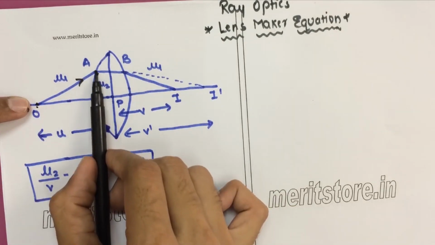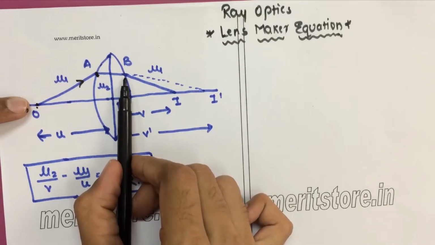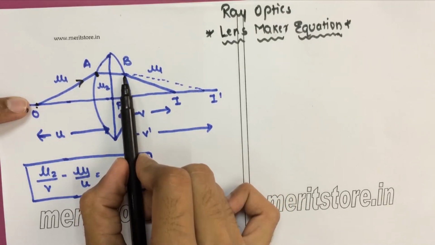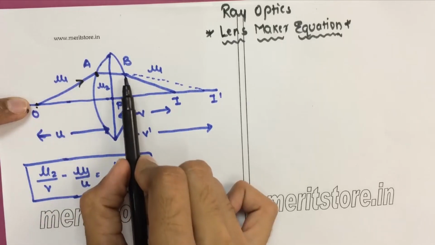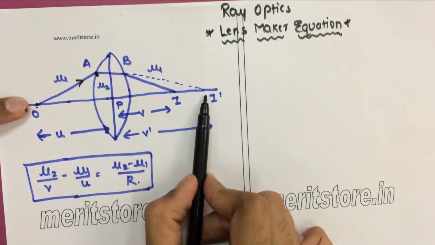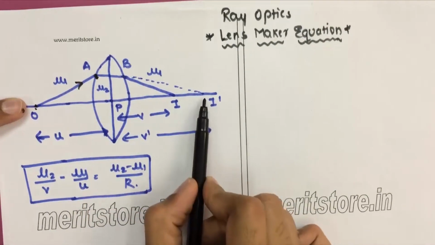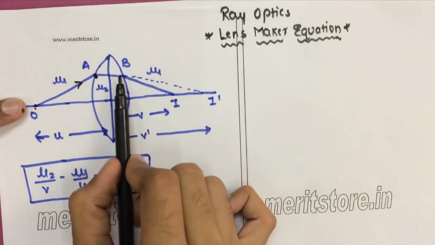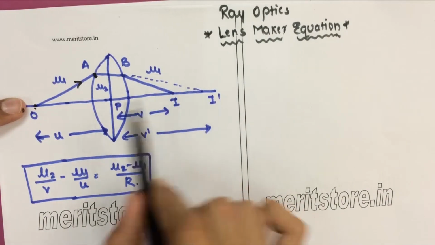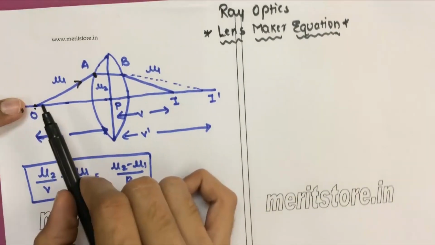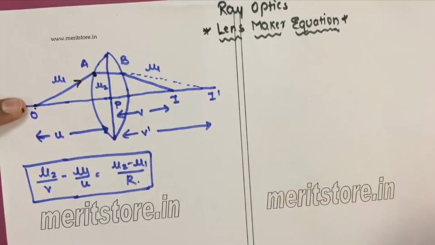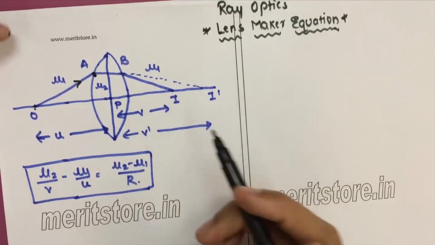But what happens as the ray passes on, it strikes another surface B. Now for B the object is not this O. For B the object is the image which A was going to make, that is I dash. So for B the object becomes I dash, and B bends it and makes an image at I. So there is double refraction which is taking place. First refraction happens at A, second refraction happens at B. Let's see how the distances are being distributed.